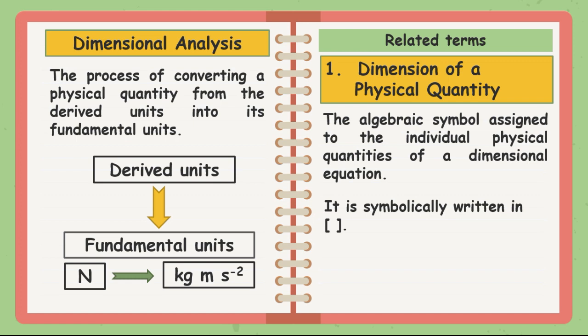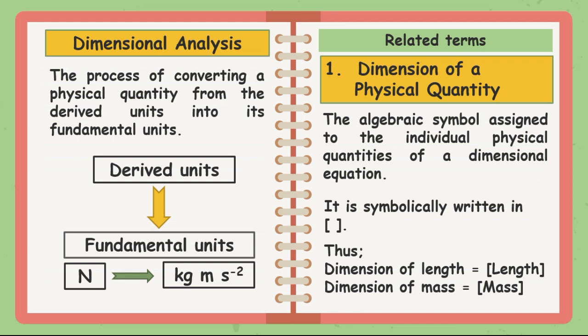To write it, the dimension of a physical quantity is always written in square brackets, as you can see here. That is, the dimension of length is written as L in a square bracket. The same applies to the dimension of mass. This is how it's written. And so if you see it written this way, it is read as the dimension of the quantity expressed in it.